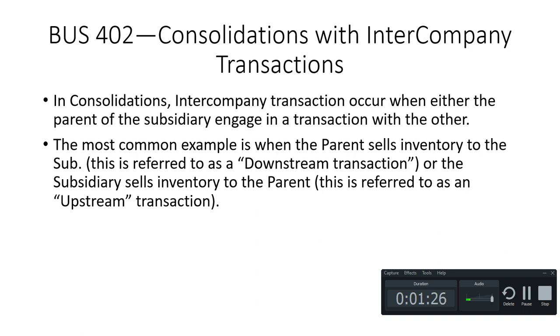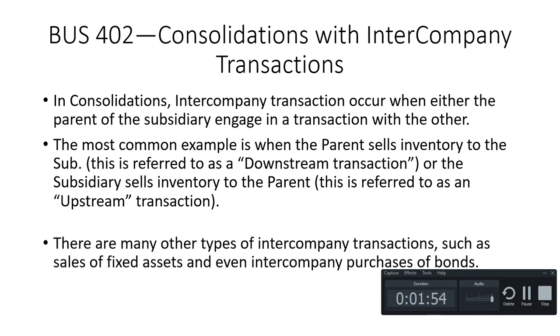In any intercompany transaction, when the parent sells something to the sub, that's downstream, because it's going from the parent to the sub. Or the subsidiary sells inventory to the parent, and this is called an upstream transaction. Whenever the subsidiary sells anything to the parent, it could be inventory, equipment, buying the parent's bonds, that would be upstream. So always think of downstream as parent to sub and upstream as sub to parent. It just makes sense.